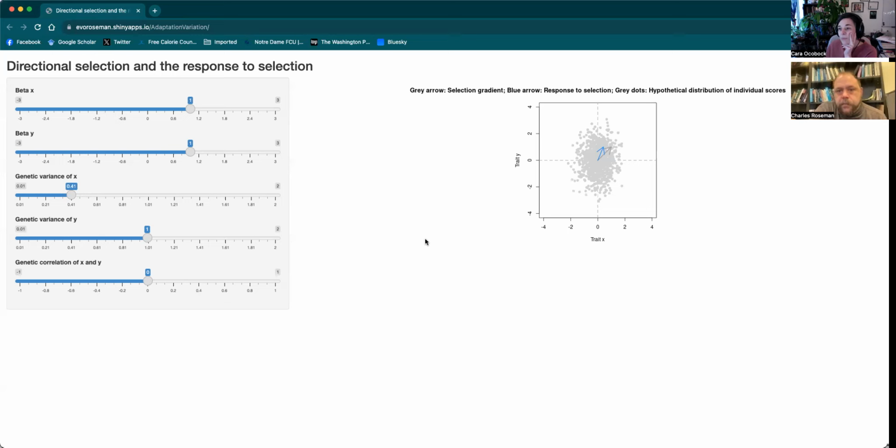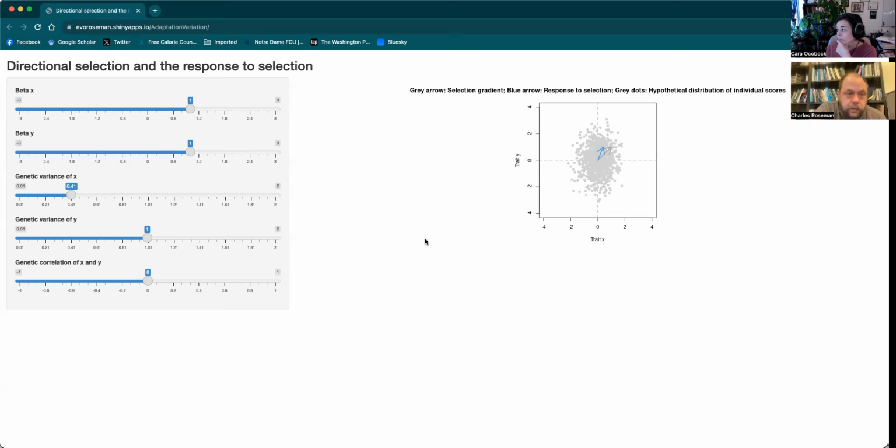Now, if you look at the blue arrow, however, that is the response to selection, and that's telling you where the mean of the population is going to be in the next generation. So we scooch a little bit. Now, you'll notice that we scooch quite a bit more on the y-axis than we do on the x-axis.